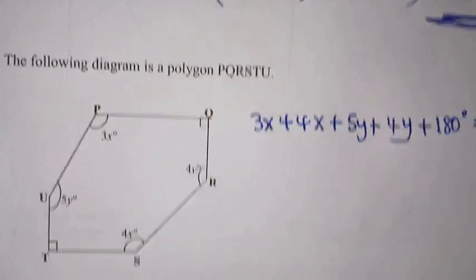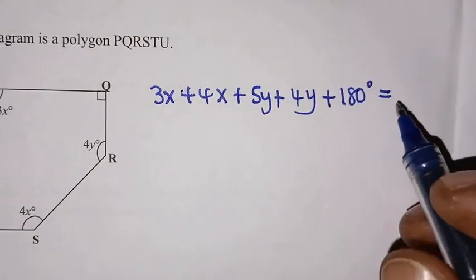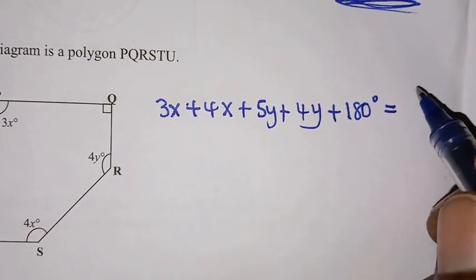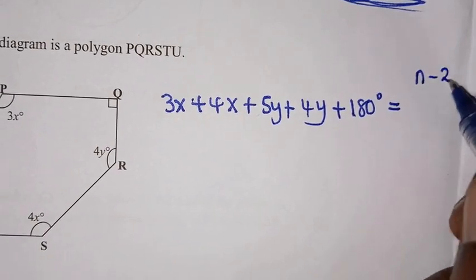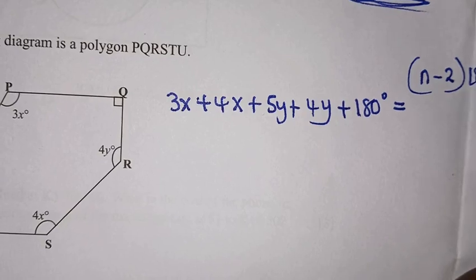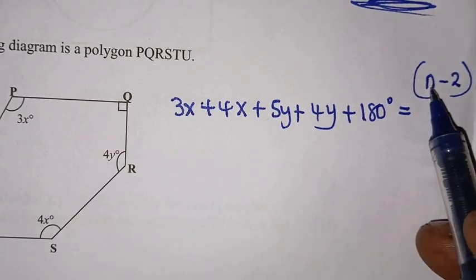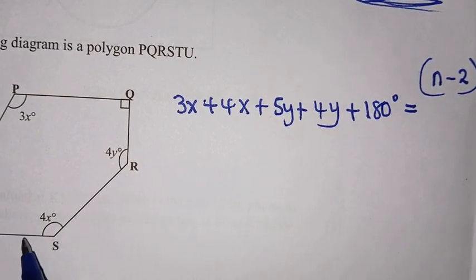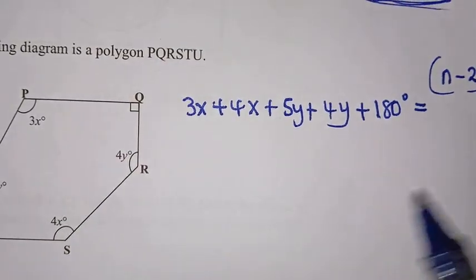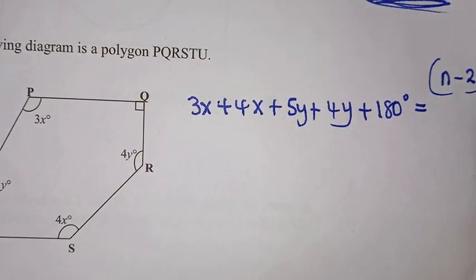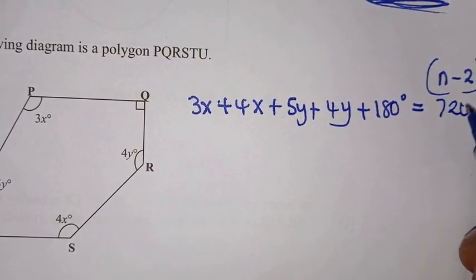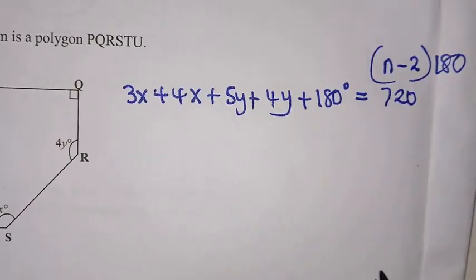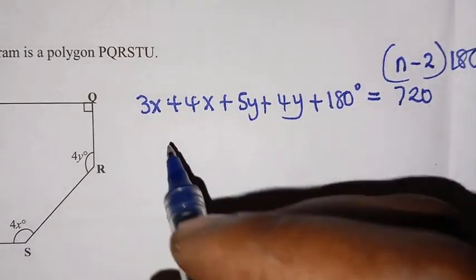So then here we need to find the sum here. What is the sum of a hexagon? The formula is this one here, where this is the number of sides. This has 6 sides: 1, 2, 3, 4, 5, 6. When you put 6 here, you have 6 minus 2 times 180, and you have 720. Then now it's a question of just simplifying this one.